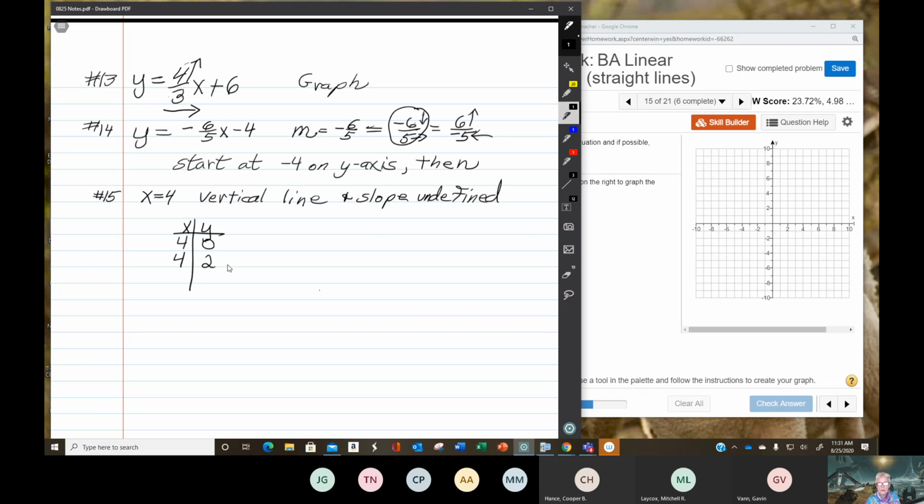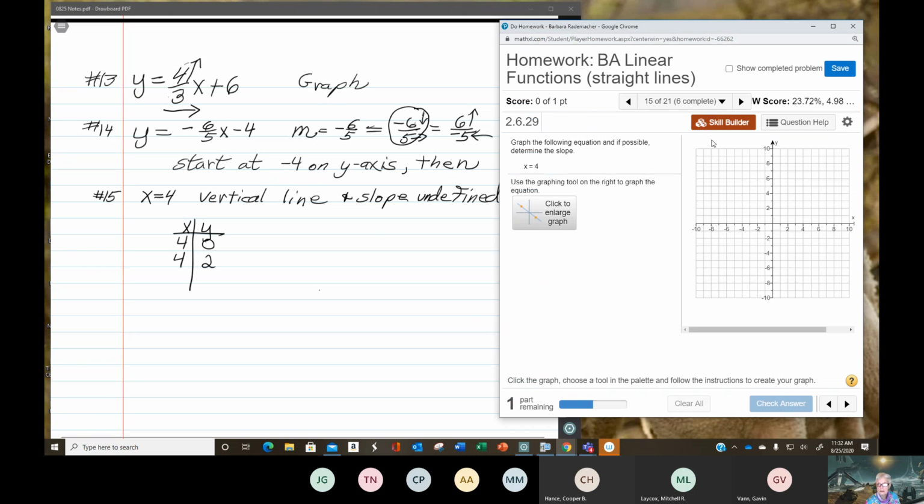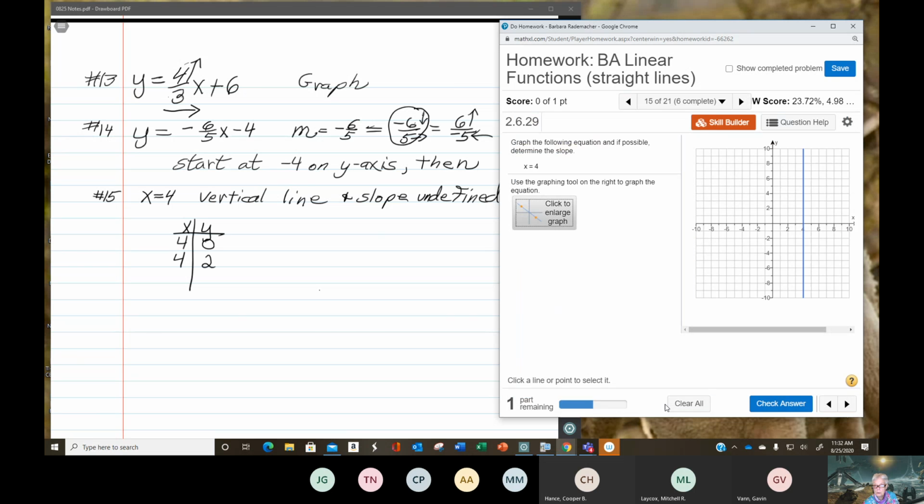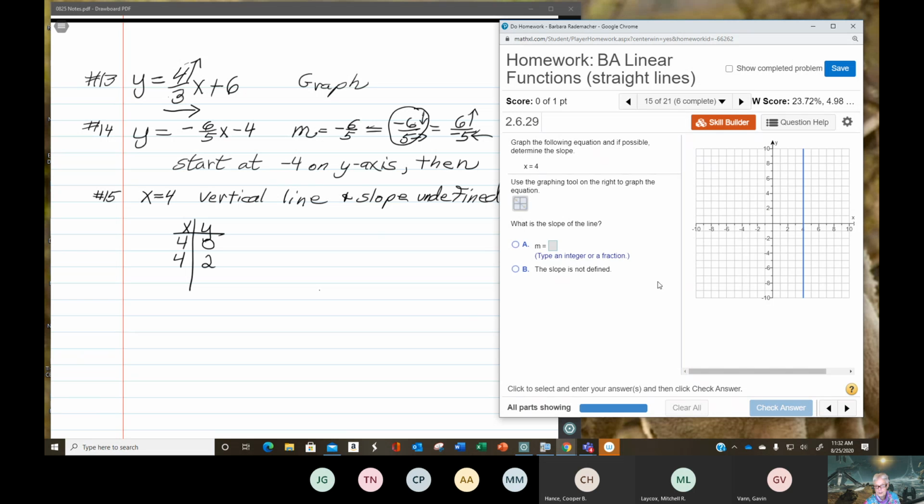Now I have 2 points, I can graph the line. So I click there, I click here: x equals 4, y equals 0, and x equals 4, y equals 2. And this is the graph of x equals 4. Now it's not asking us to check the answer yet, it's going to ask us what the slope is. Are they nasty people or what?